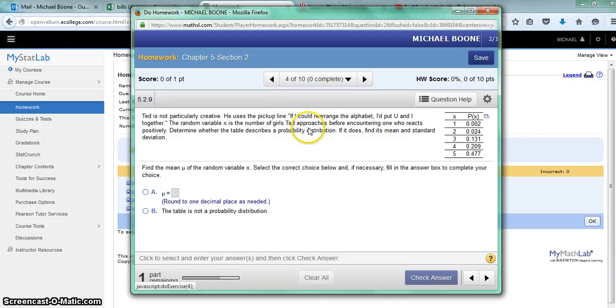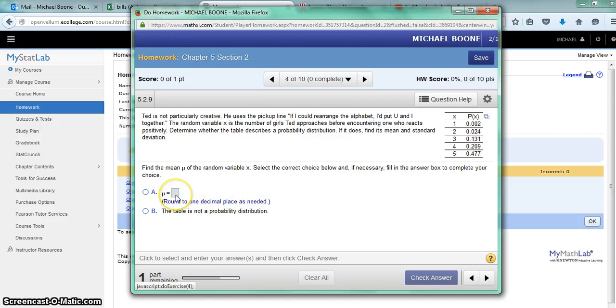Number of girls Ted approaches before encountering one who reacts positively. So here's 1, 2, 3, 4, 5. And then these are the probabilities. For it to be a discrete probability distribution, these probabilities have to add to 1. Some of the previous problems are making you do that.